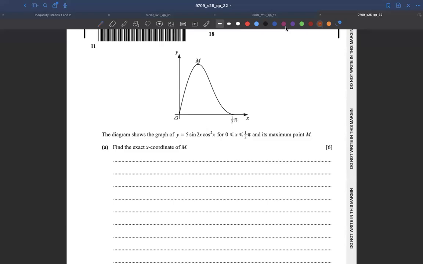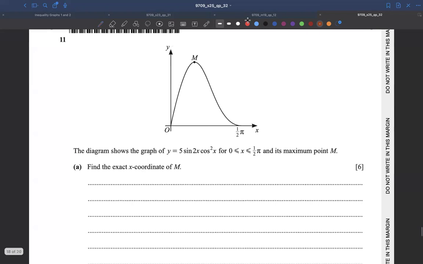In question number 11, the diagram shows the curve, the graph of y equals 5 sin 2x cos squared x and its maximum point M. We have to find the exact x coordinate of M. Now, as it's a maximum point, we know that dy/dx would be equal to 0. And as the terms are multiplying, we'll use the product rule.